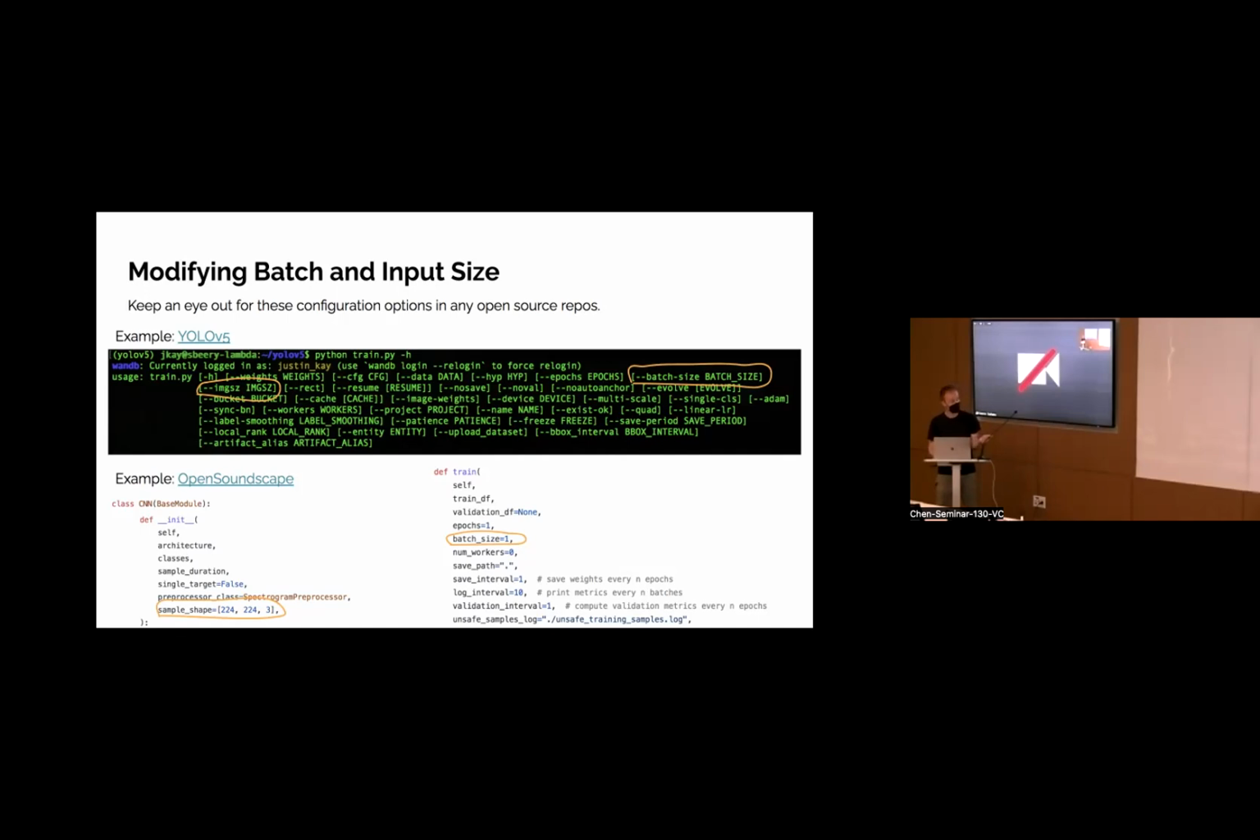Like in the YOLO v5 code, there are command line arguments for batch size and image size that you just pass in when you run the train script. In Open Soundscape, there is a parameter called sample shape in the construction of the model class. And then in the train method is the batch size. So it's not always consistent, and you might have to dig around to figure out how to modify these things.